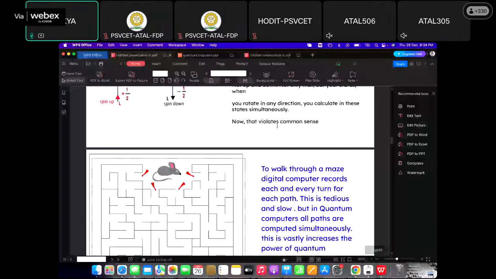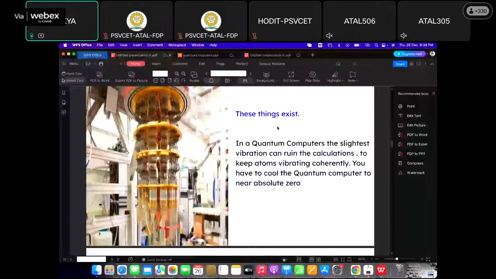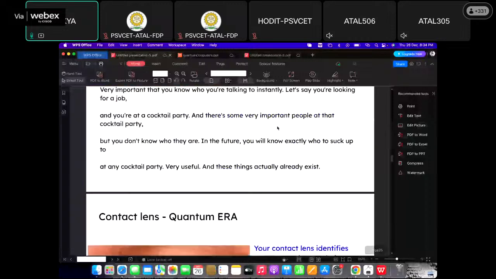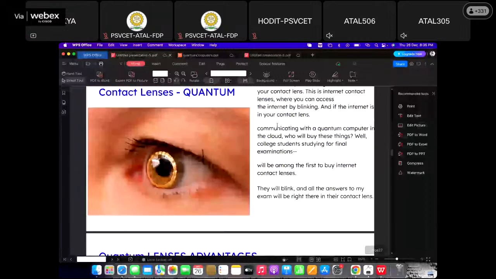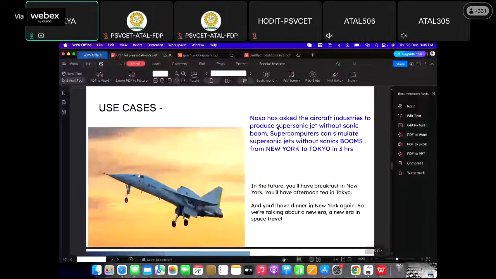The slightest vibrations can ruin the calculations. To keep items vibrating coherently, you have to cool quantum computers to near absolute zero. You can check the problems with quantum computers, and how you can use them to solve multiple problems in the aviation, solar and automobile industries. You can use it everywhere, like in the medical industries also. Even more than that, how you can make drugs.